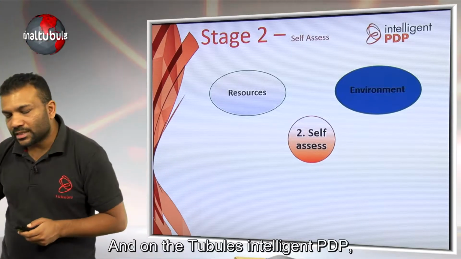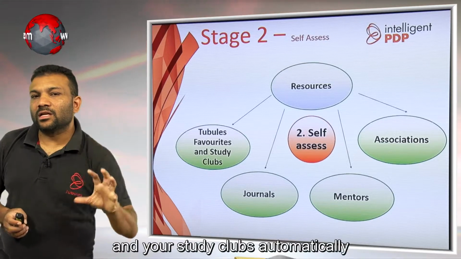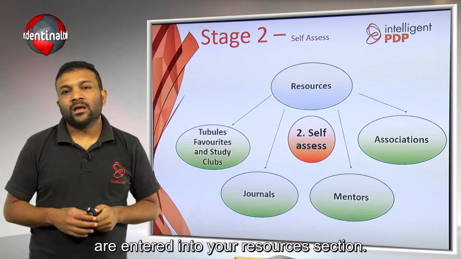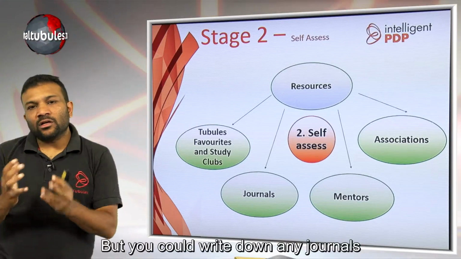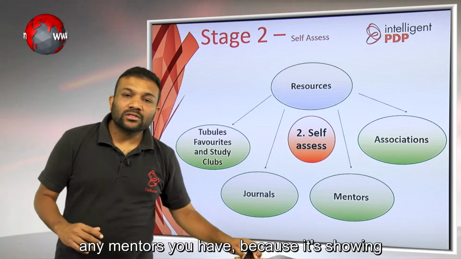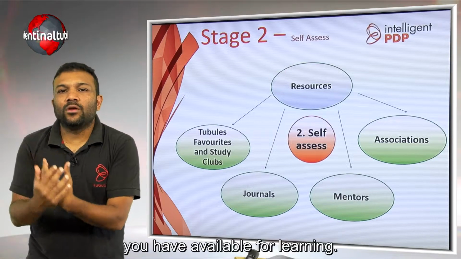And on the Tubules Intelligent PDP, it's amazing because your favorites and your study clubs automatically are entered into your resources section. But you could write down any journals or any associations you're members of, any mentors you have, because it's showing that these are the resources you have available for learning.